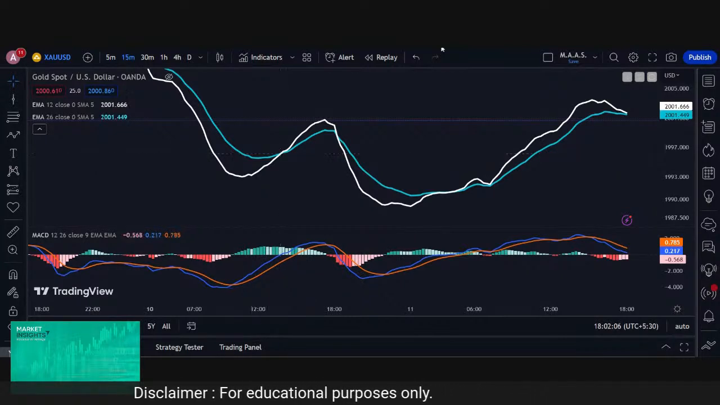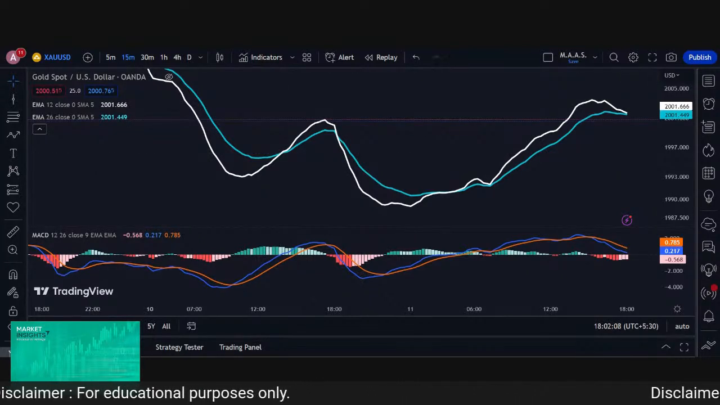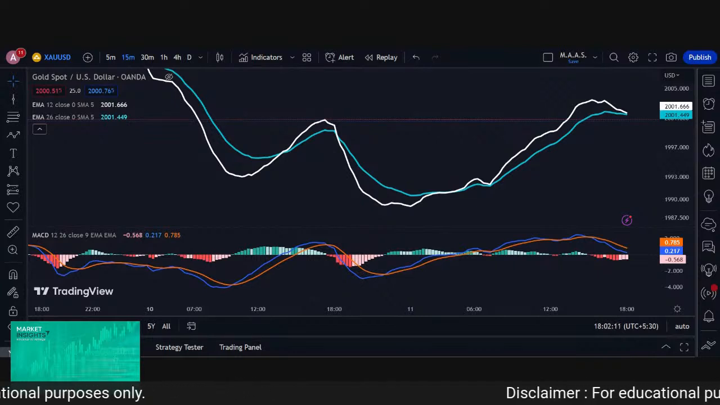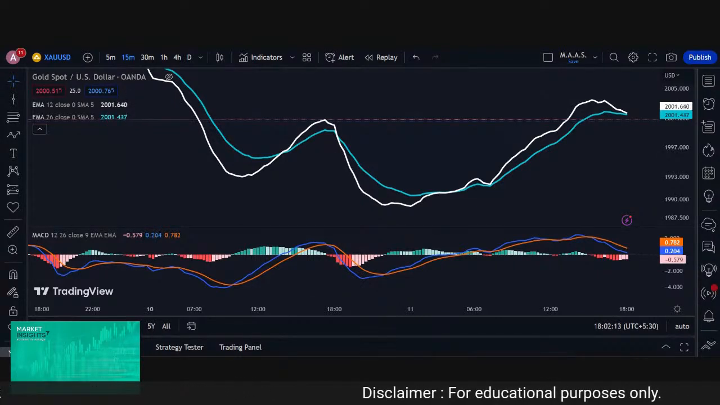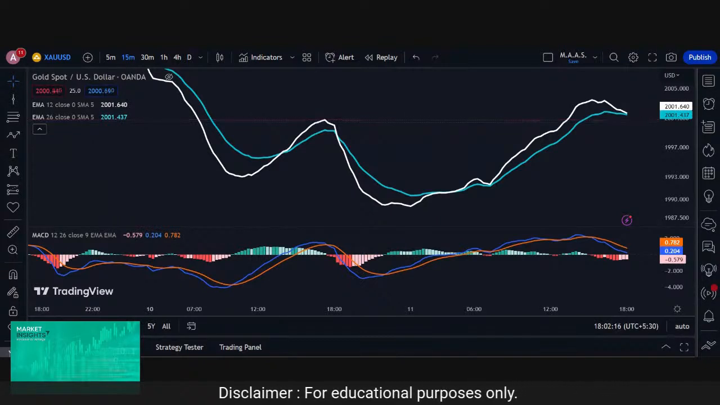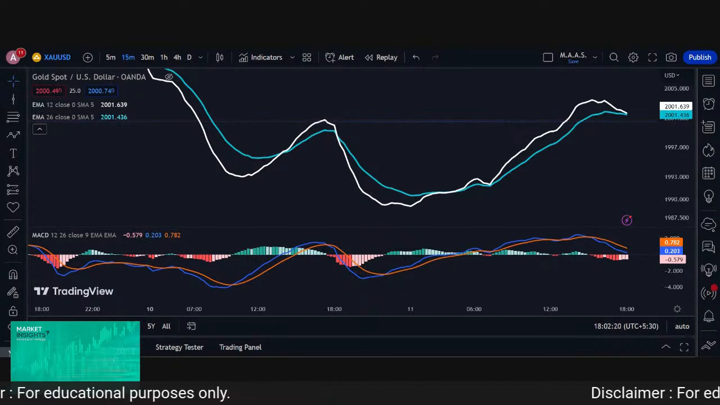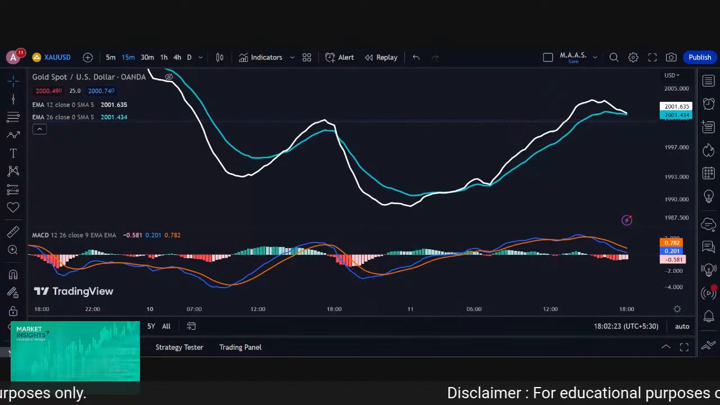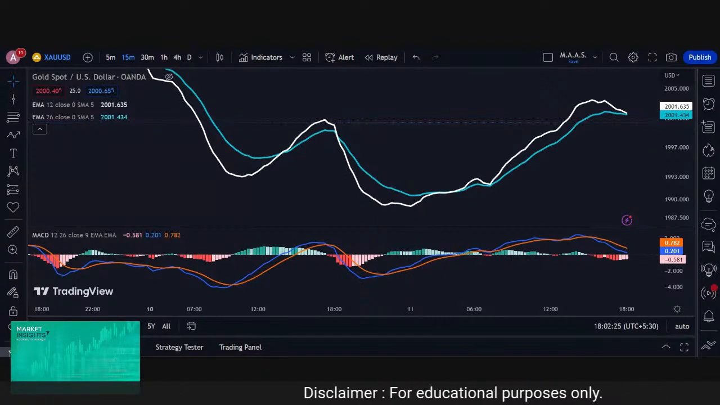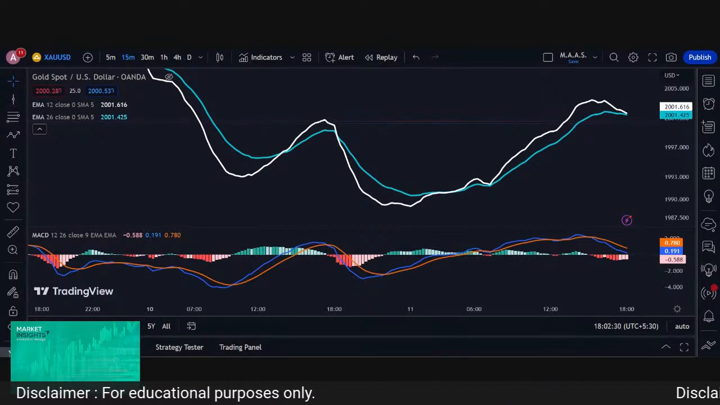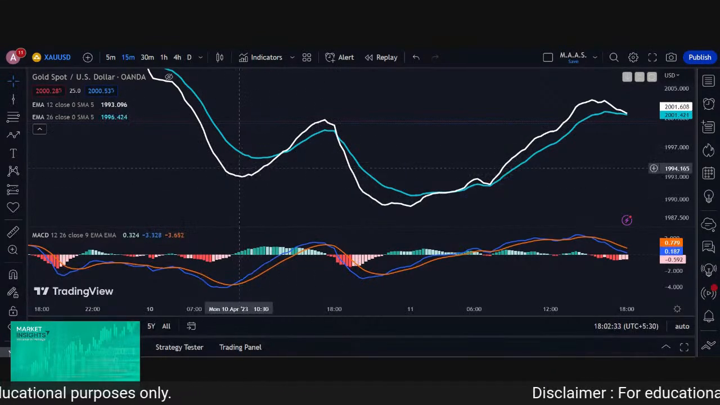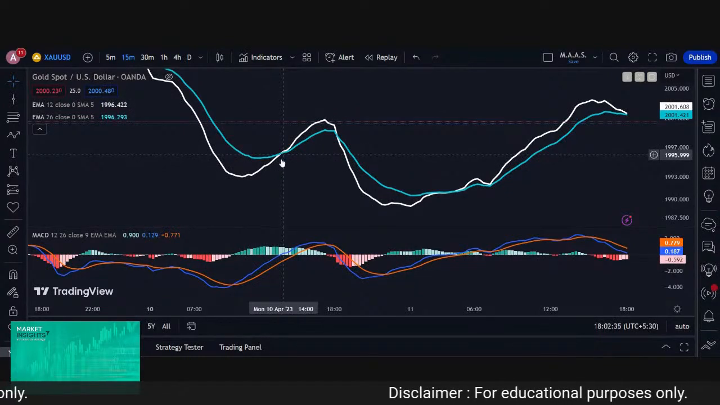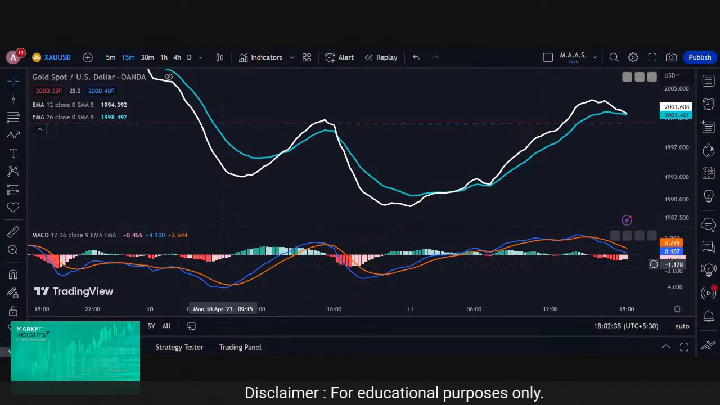Now at convergence, at the point of intersection, what will happen? Tell me, what will be the reading of MACD line at the point of convergence? I'm asking it right away to those who are live in the session. Tell me the answer to this particular question.